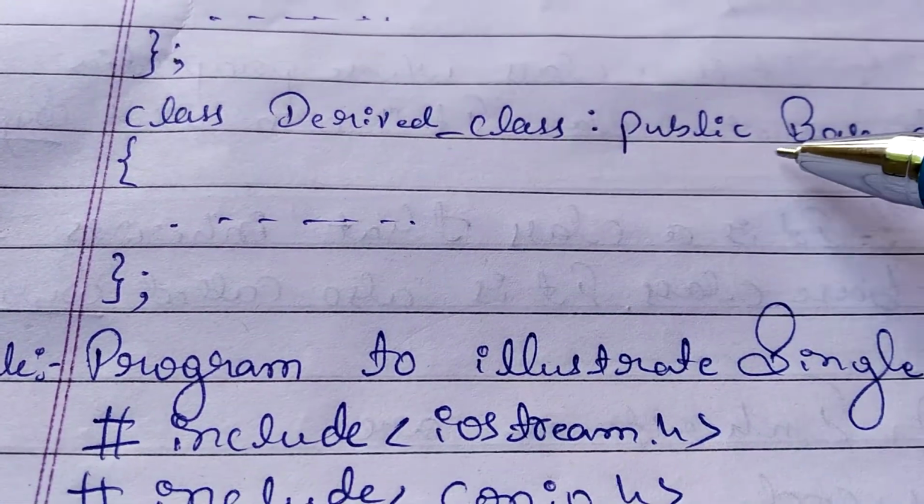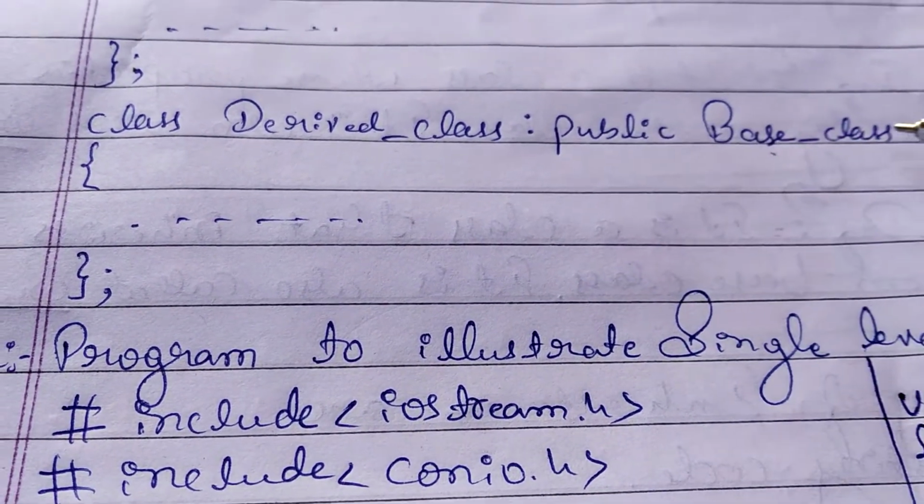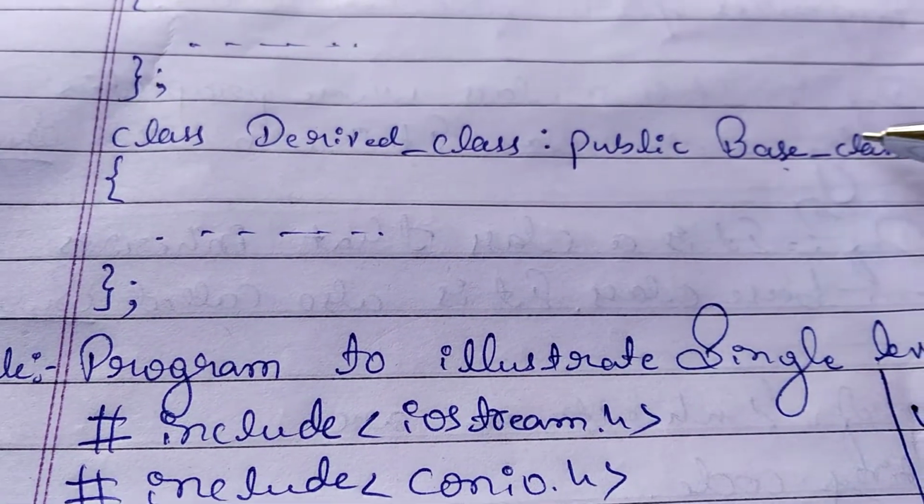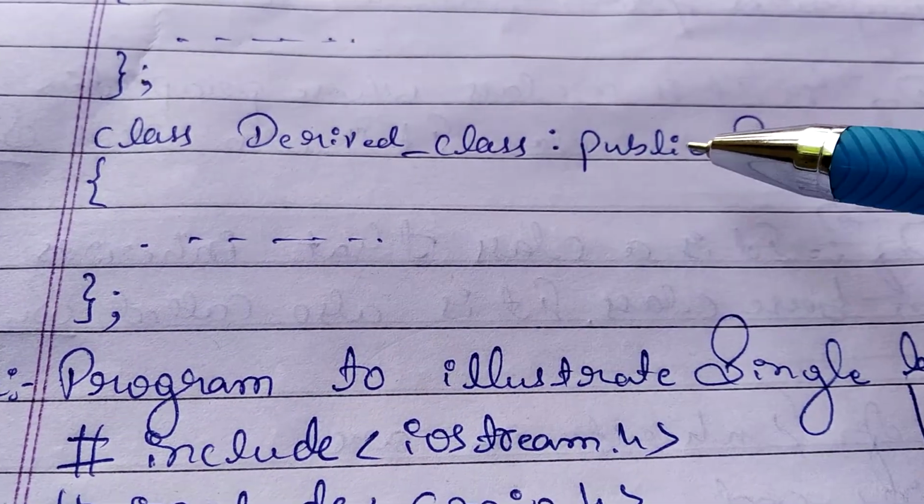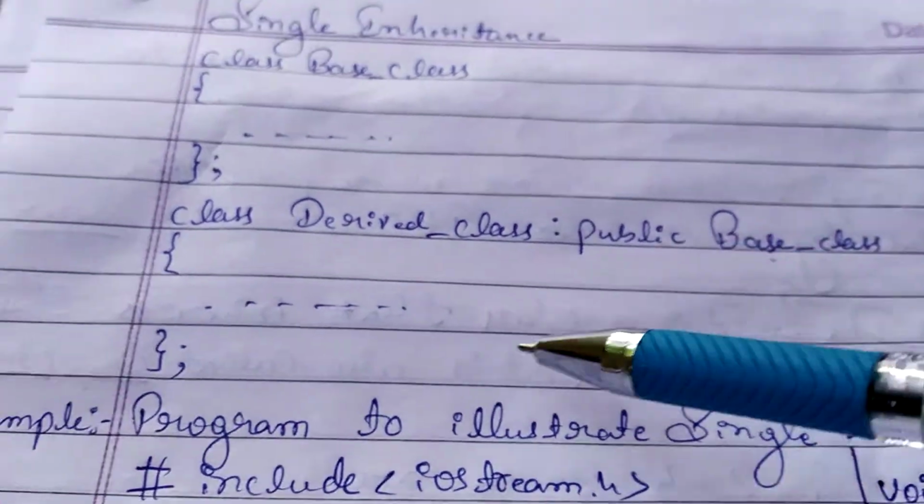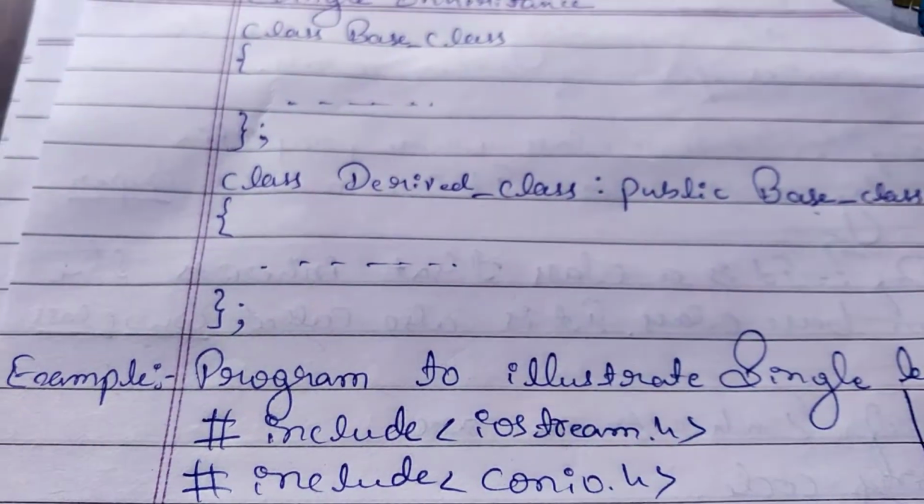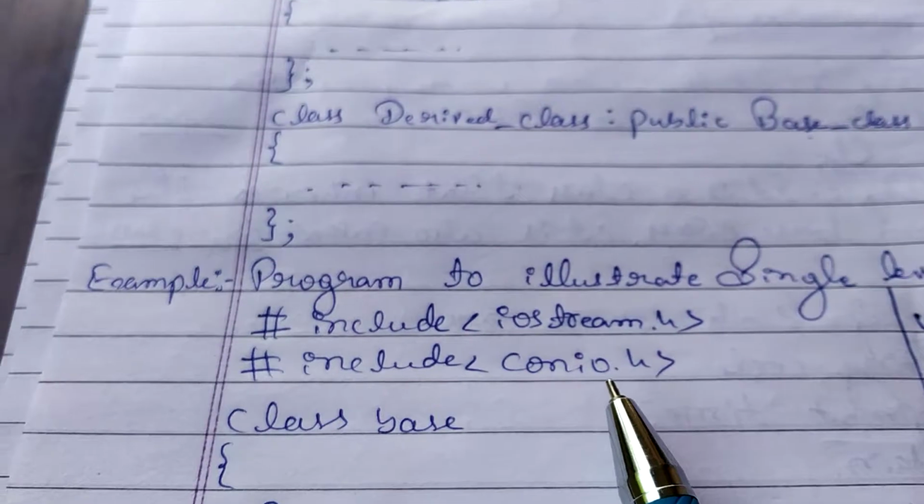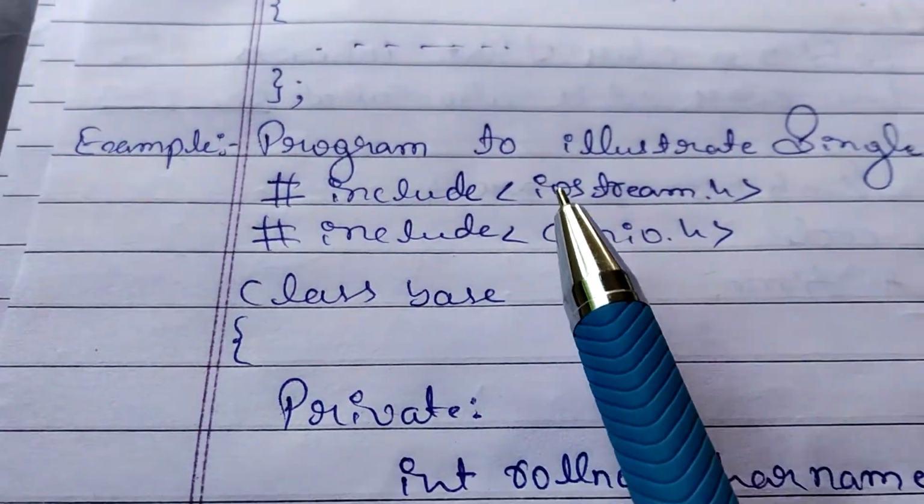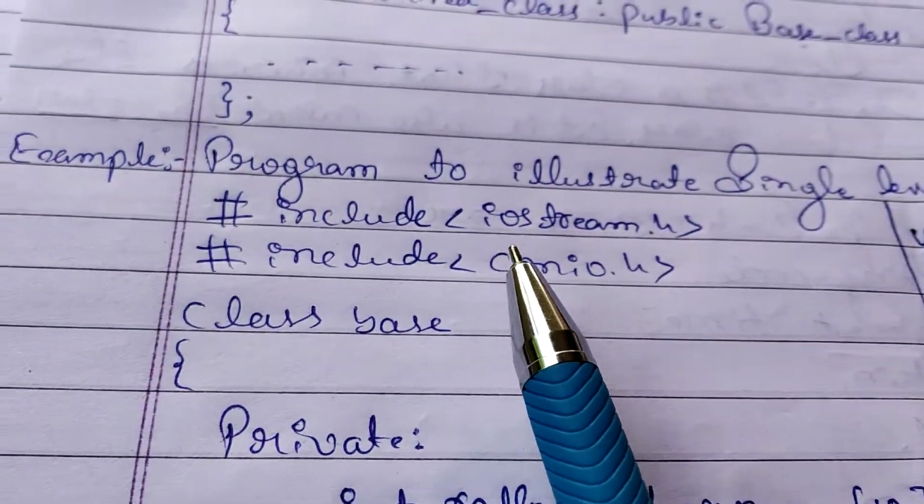Then class derived class, public, access specifier, and this will be the base class here. It will acquire, inherit the properties of the base class. We have to write it here. Okay. Next, with one example, I will explain how single inheritance will work.